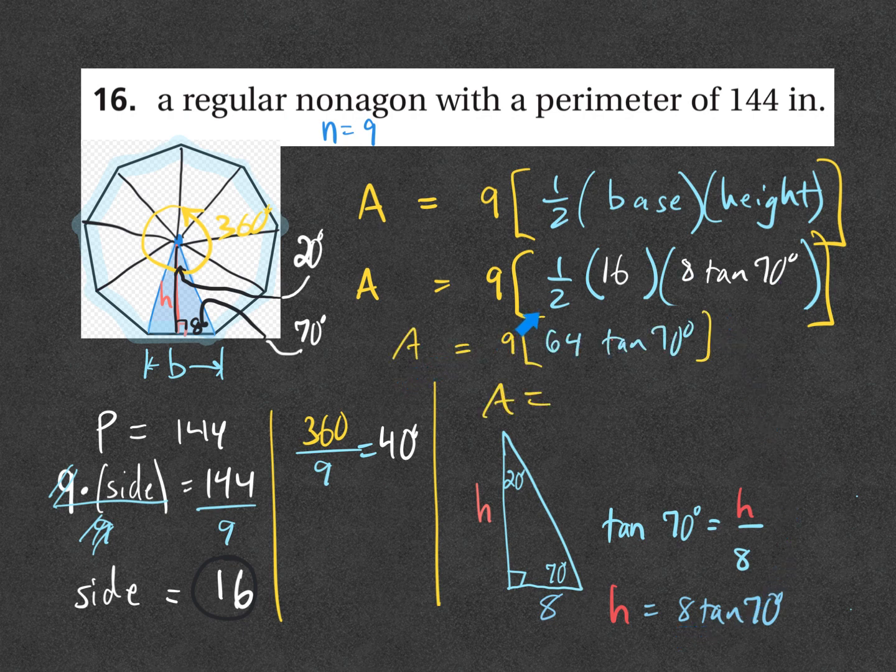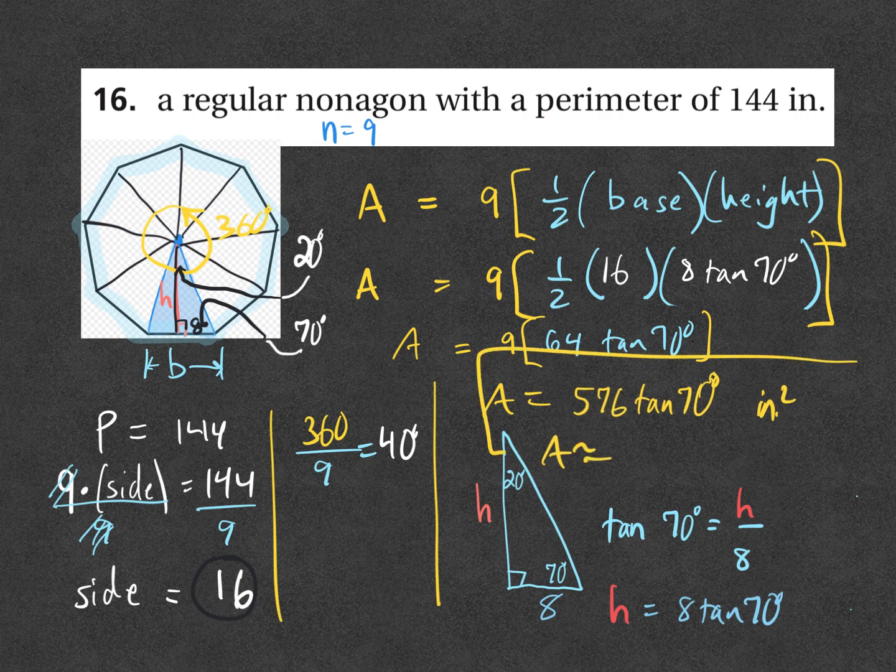So the area is 9 times, that's 64 tangent of 70 degrees. And 9 times 64 is 576. So the exact answer is 576 tangent of 70 degrees, and that's square inches. And the approximate answer is about 1582.5.